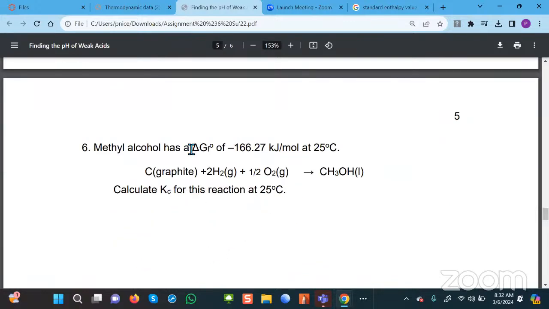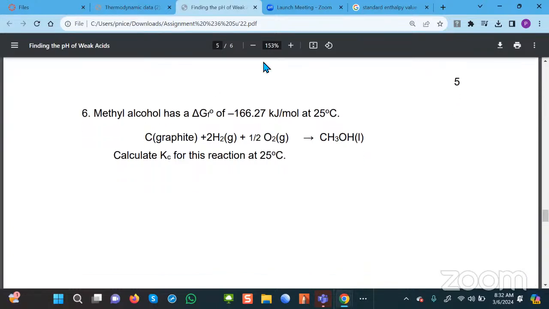Okay, now this question says that methyl alcohol has the free energy of formation equal to that, and it gives you the equation. And it says calculate Kc for this reaction at 25 degrees. Now remember, the relationship between Kc and the standard free energy is delta G standard is equal to minus RT ln K.